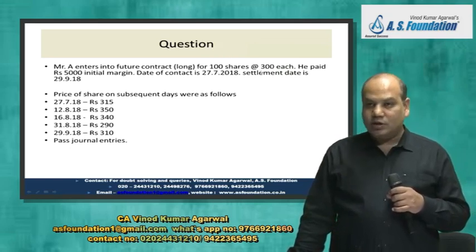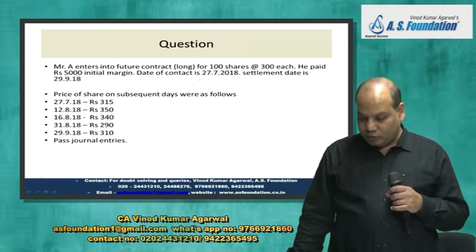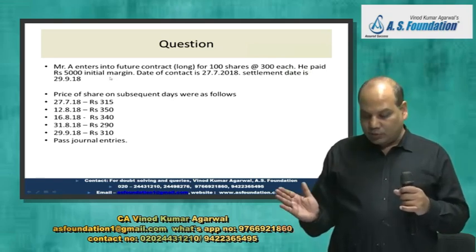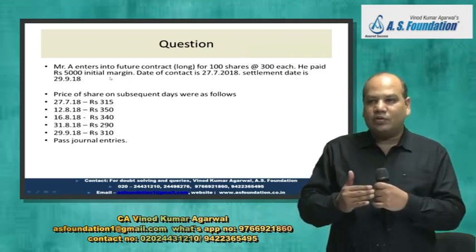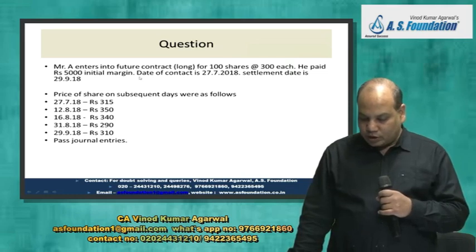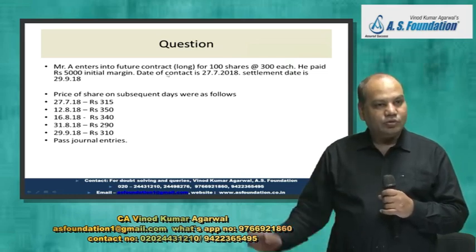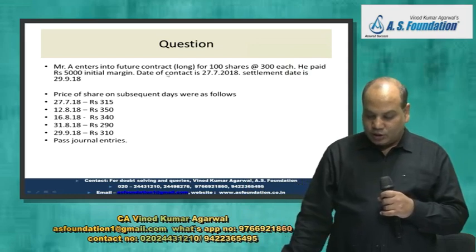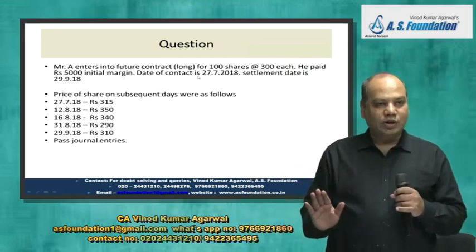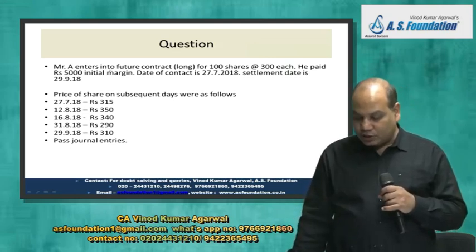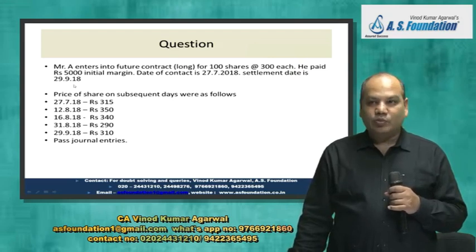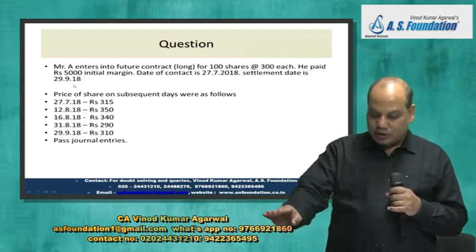For 100 shares at 300 rupees each, he paid rupees 5,000 initial margin. In this problem, I am going to combine initial margin and mark to market margin. And we are going to settle this contract also, so we'll go up to the end. Date of contract is 27 July 2018. So today is 27 July 2018 in this problem. Settlement date is 29 September 18. So we have to go up to 29 September 18.